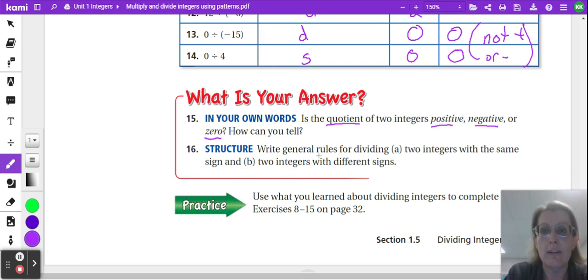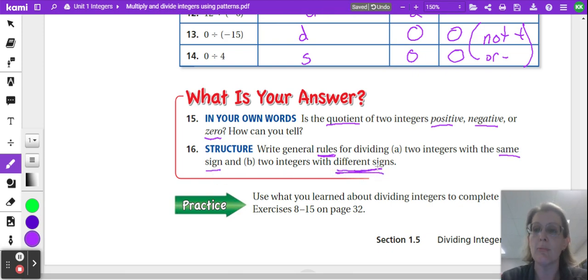And then the last one, see if you can find the rule. So what's the rule when you are dividing two integers with the same sign? And then what's the rule when you are dividing two integers with different signs? Type those answers into Edpuzzle, and then you will be ready to practice.